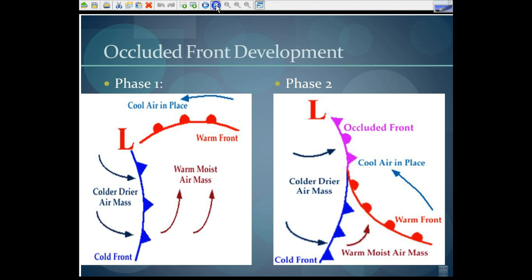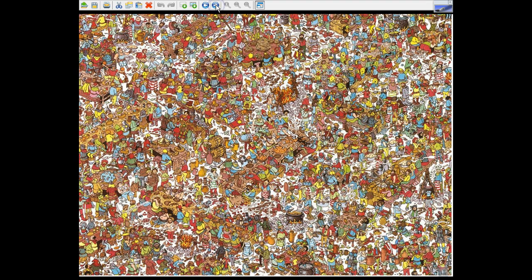Now, you've earned the right for the next slide. Find him. Where is he? If you really want to challenge yourself, I made the picture smaller. So if you want to really challenge yourself, try and find Waldo there.